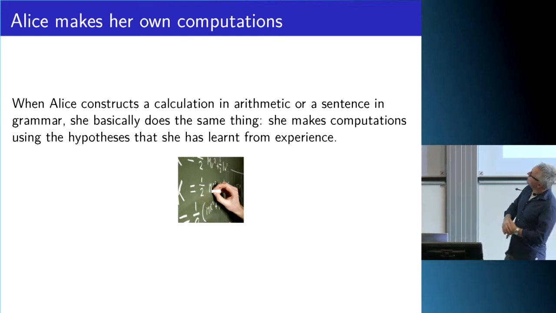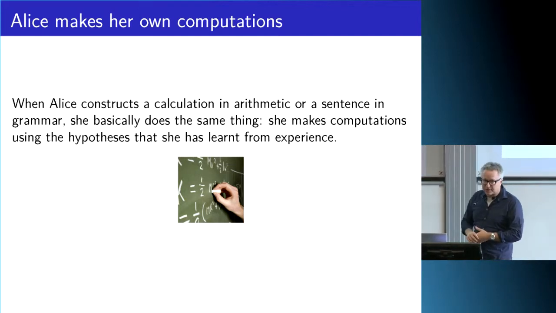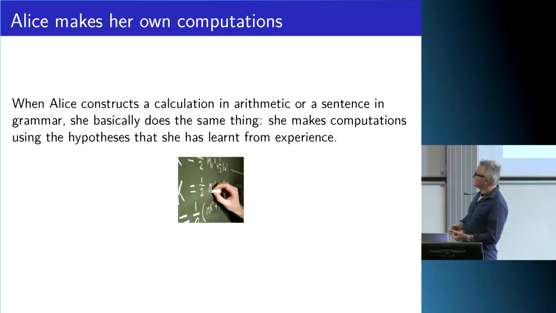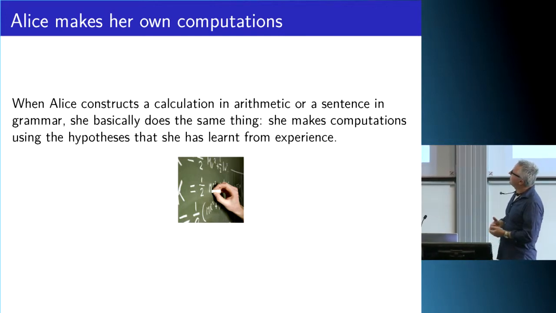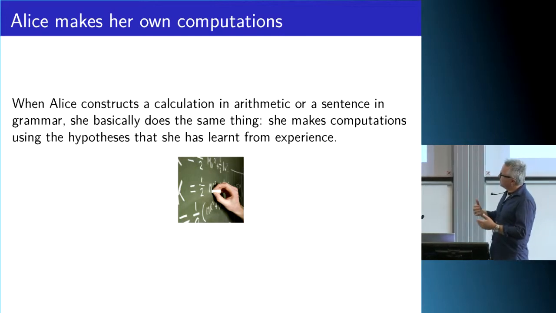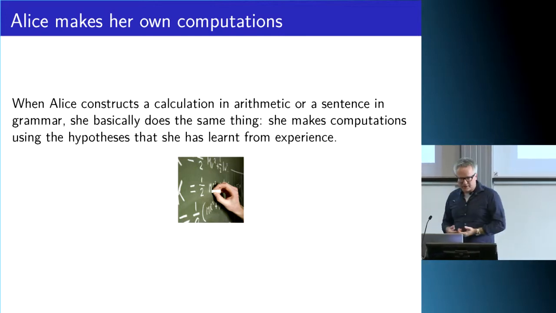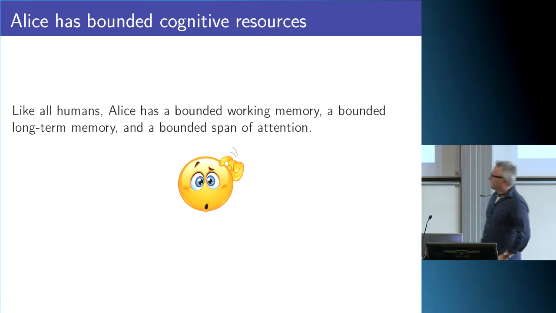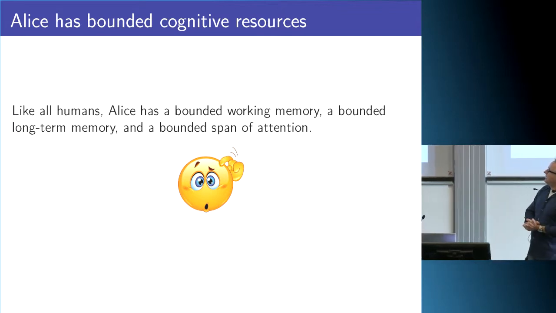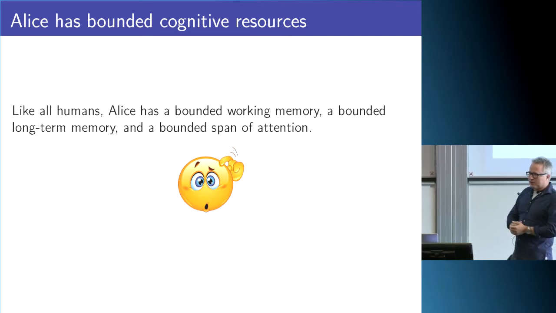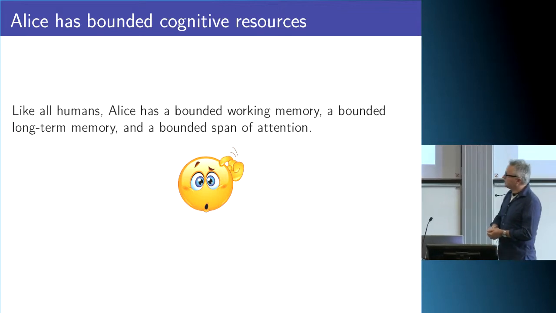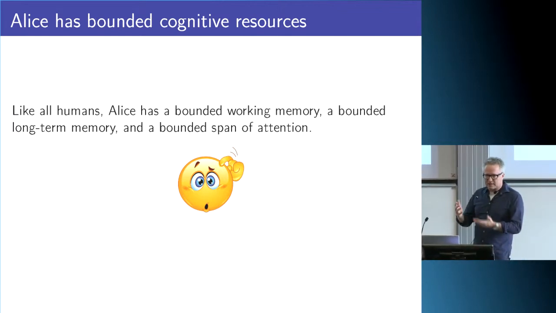Then we are also assuming that she makes her own computations. We think that when Alice constructs a calculation in arithmetic or a sentence in grammar, she basically does the same thing. She makes computations using the hypotheses that she has learned from experience, combining those hypotheses into a computation. And then she has something in common with all of us: she has bounded cognitive resources, such as working memory, long-term memory, and span of attention.